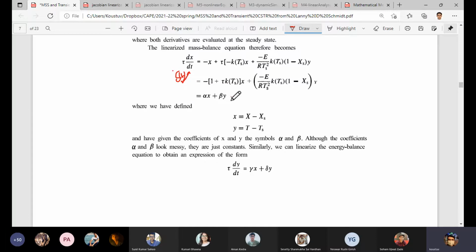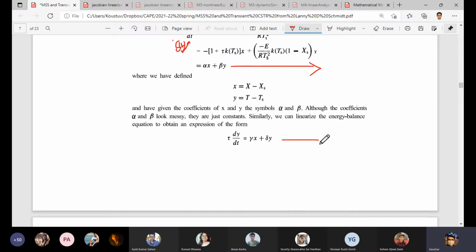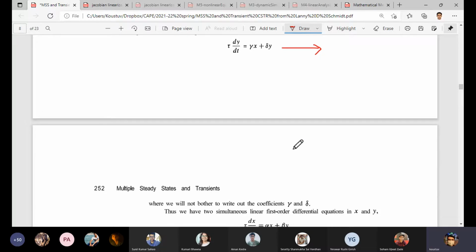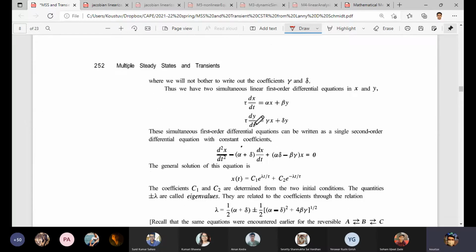So one expression you will get with respect to dx/dt, and the other with respect to dy/dt, because y we have defined as temperature minus temperature at steady state, right? So alpha, beta, gamma, delta are nothing but coefficients which are constant. So what we get is two simultaneous linear first order differential equations.